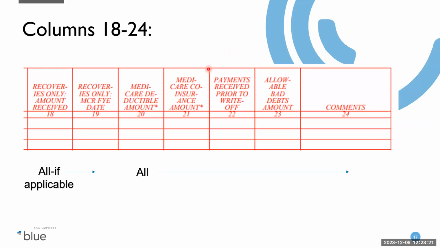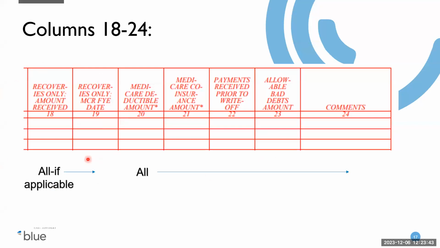So if you write off an account, let's say in 2023, and then a month later, still in 2023, you receive another payment, they want you to put it back over here. So let's say you received a $100 payment and you're going to put the current year, 2023.